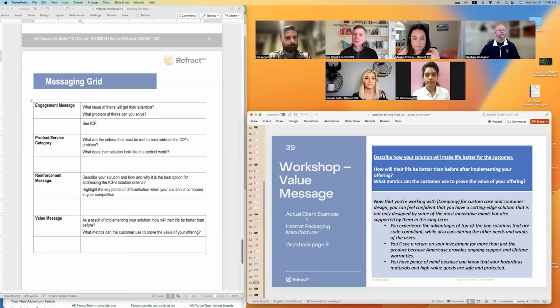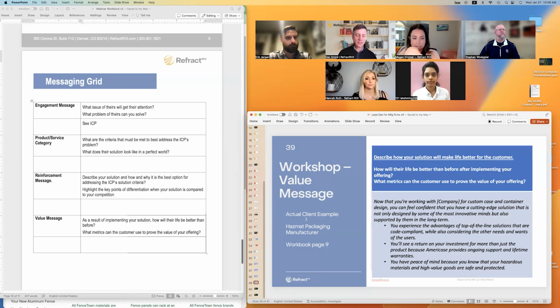Okay, so these are the reasons. You can see the reasons why they have peace of mind. They have a return on investment, right? They get the advantages of top-line solutions while also considering the needs and wants of their users. These are the reasons why their life's better.